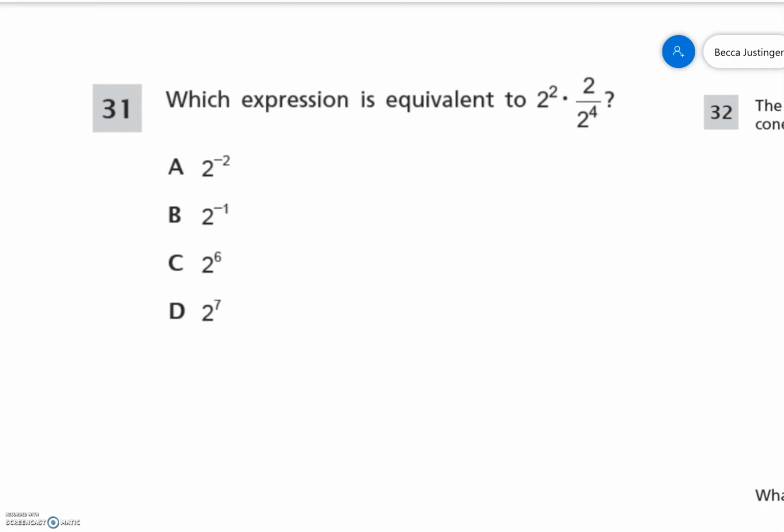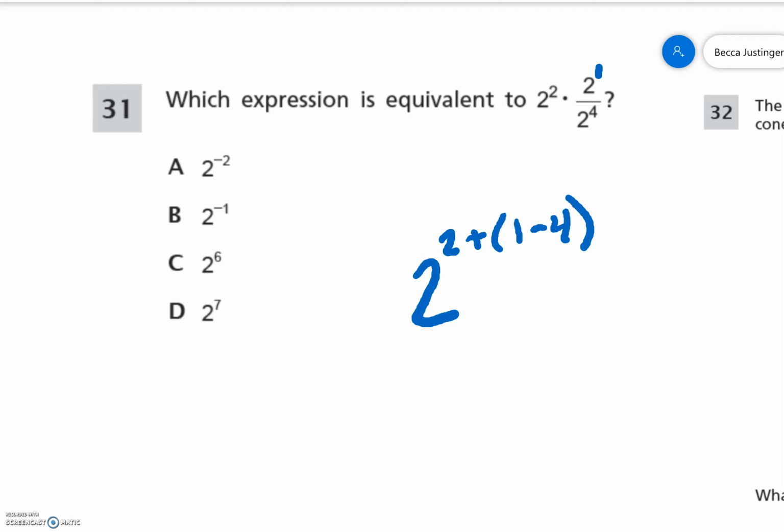Which expression is equivalent to 2 squared times 2 divided by 2 to the 4th power? Well, remember that this is a 1 here. And when they have the same base, you keep the base, which is why all the answers have 2's. And depending on if we're multiplying or dividing, we add or subtract the exponents. So multiplying, we add, so it's going to be 2 plus, and dividing, we subtract. So 1 minus 4. We have to do the 1 minus 4 first.